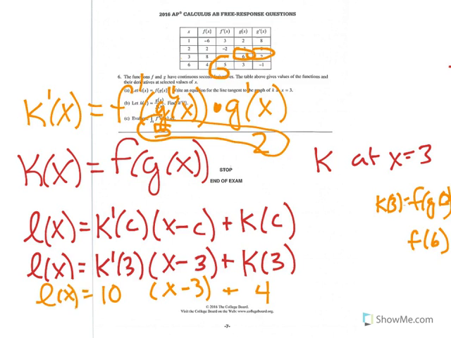A lot of putting things into different functions. Remember, when you have a composed function like this, you put a number in first, take that number and put it into the next function. But if they're multiplied, you're actually going to multiply their answers together.